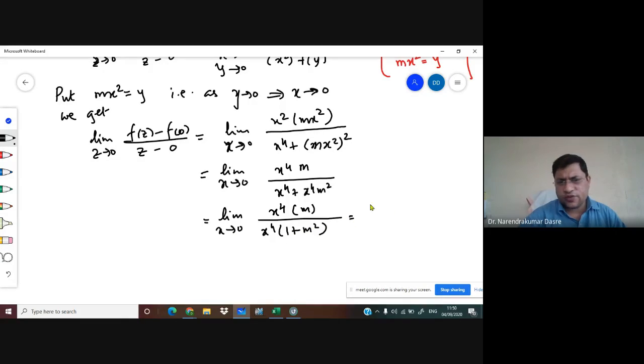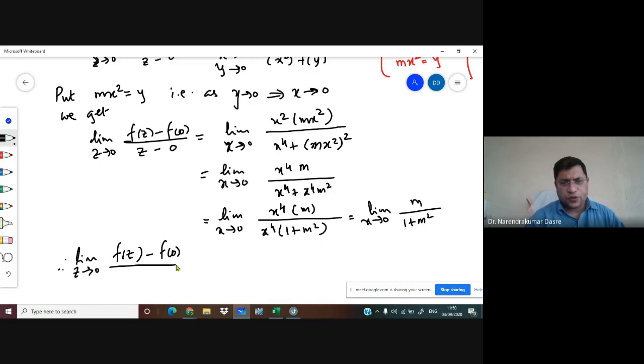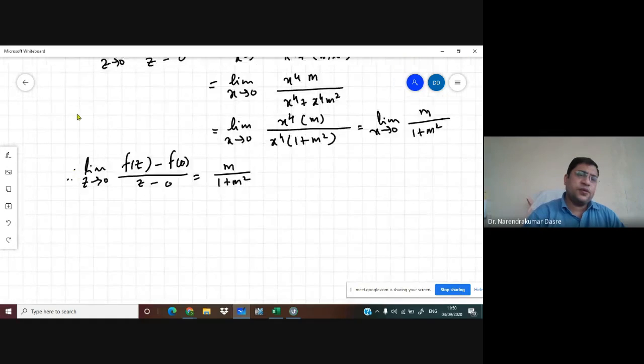We can cancel out this x raised to 4 and we have limit x tends to 0, m upon 1 plus m square. So what we got here, limit z tends to 0, f of z minus f at 0 upon z minus 0 is equal to m upon 1 plus m square.